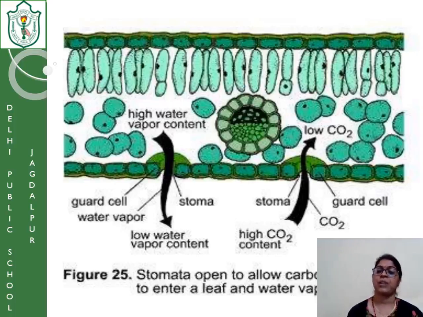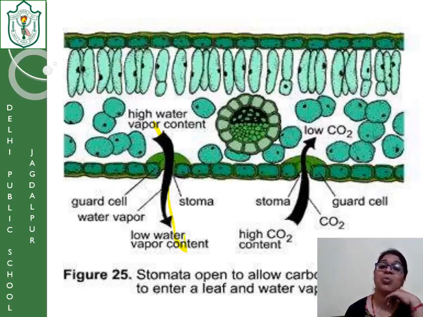What is diffusion? It means the movement of molecules from a higher concentration to a lower concentration. You can see that water vapor is high here and low here. So what will happen? Always from high to low it will move. And here the carbon dioxide is high and low here. So what will happen?